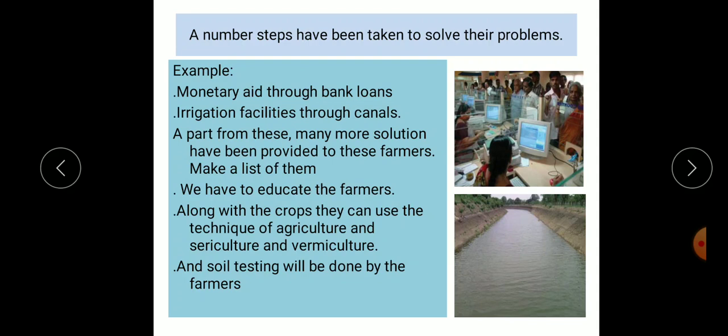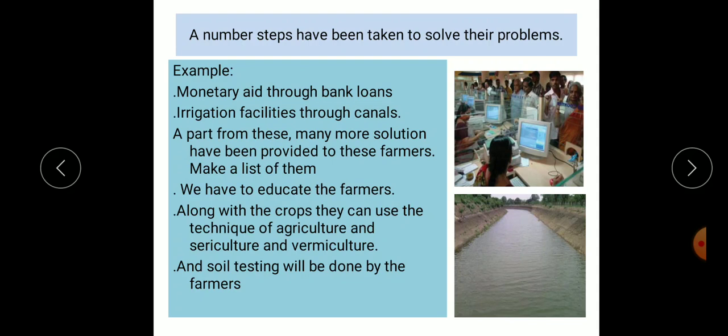What are the solutions? First one example is monetary aid through bank loans. Means farmers take loans from the banks. Irrigation facilities through canals. They can take a facility through the canals, and apart from these, many more solutions have been provided to these farmers. So make a list of them.